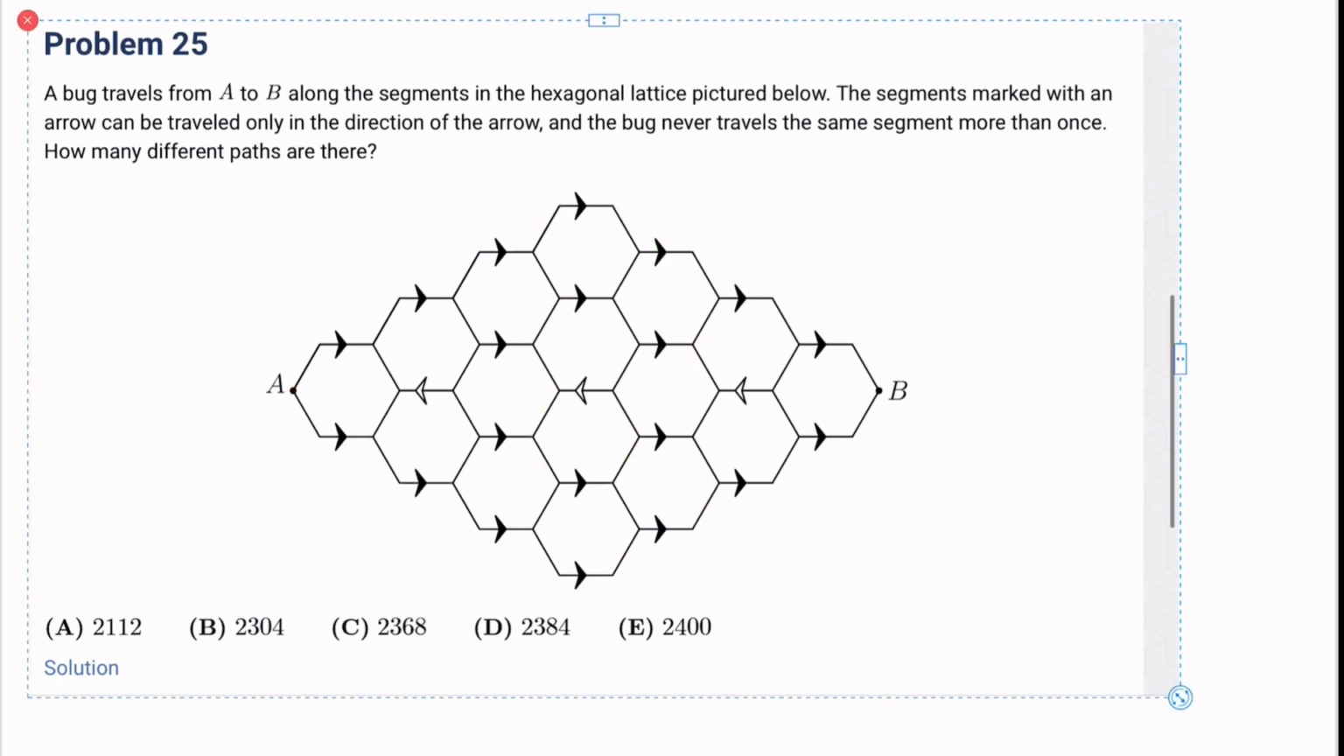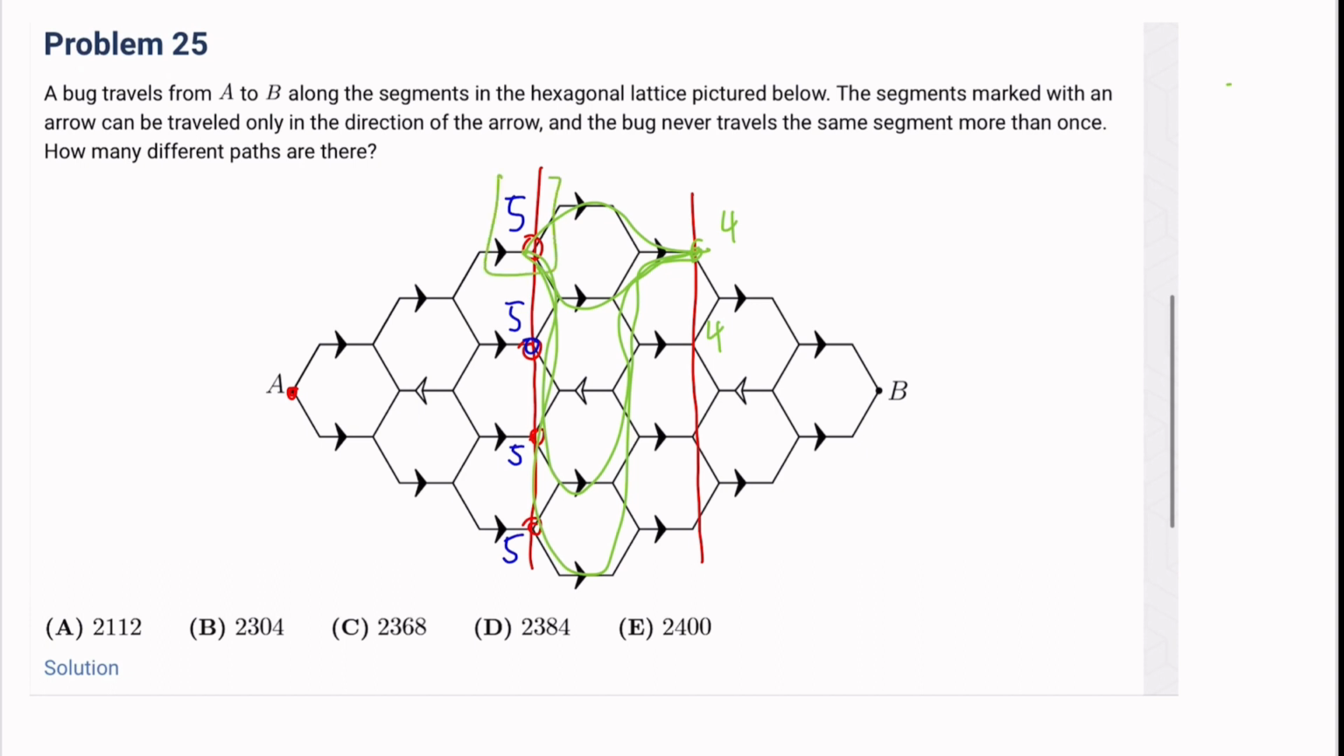This is all coming from this one point, right? And if we're starting from here, that would give us 1, 2, 3, and 4, just like the previous one, so plus 4.